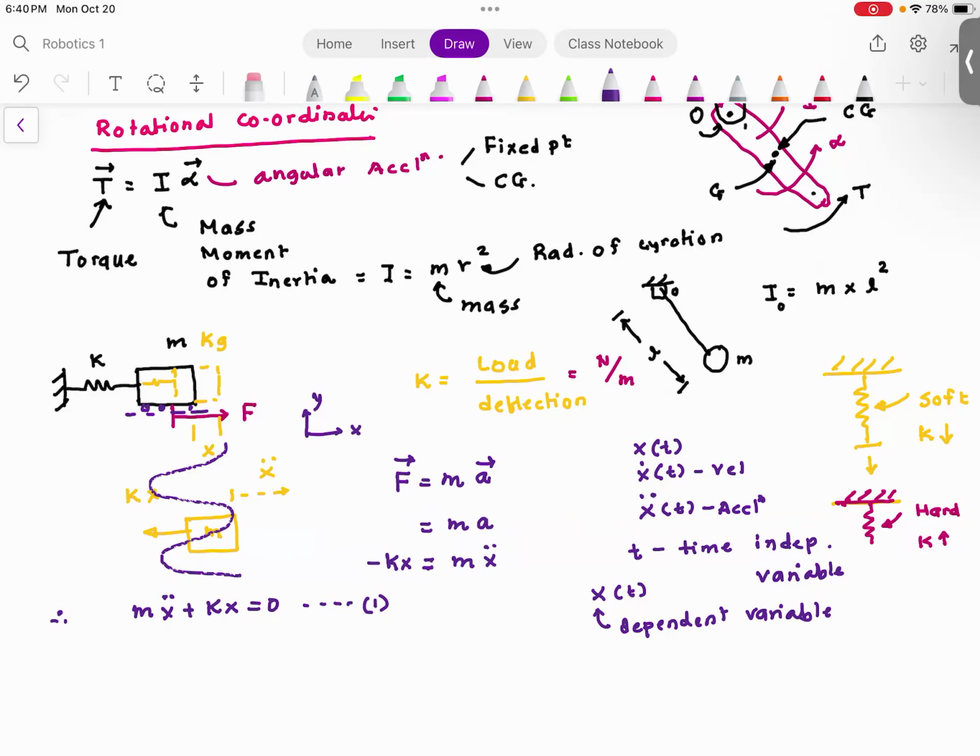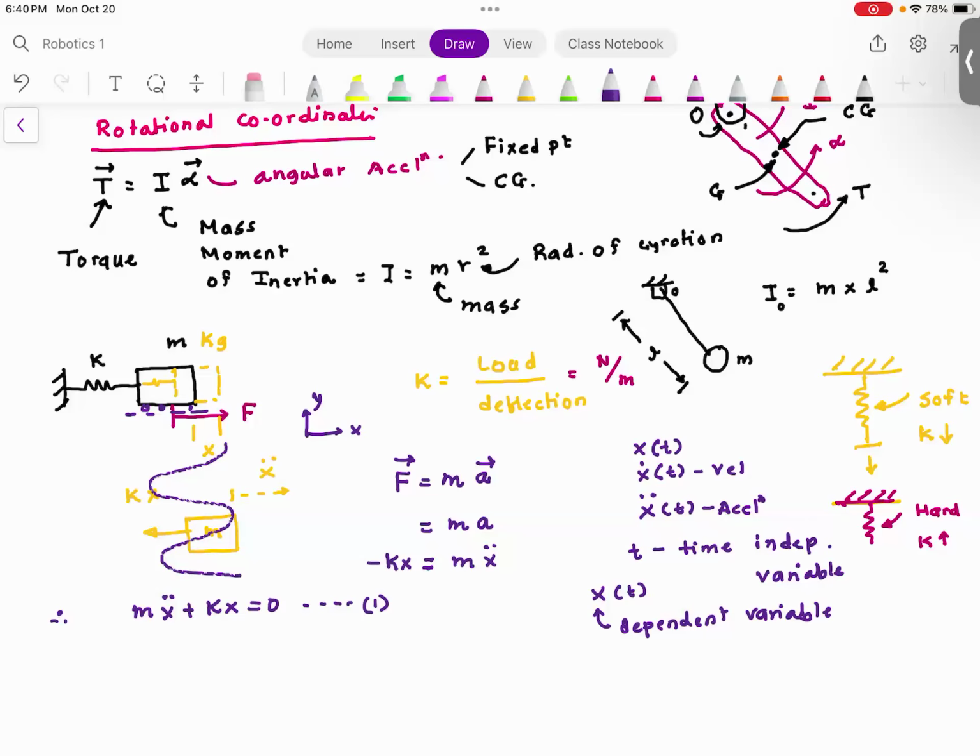Please note, m is a constant, and k is also a constant. So the only unknown is x of t. X double dot of t depends upon x of t. So what we should do is find out somehow what is x of t. Everyone understood this?